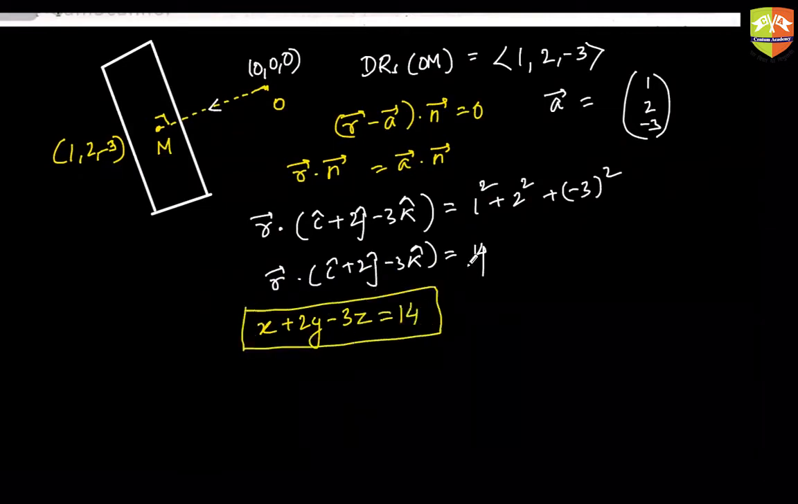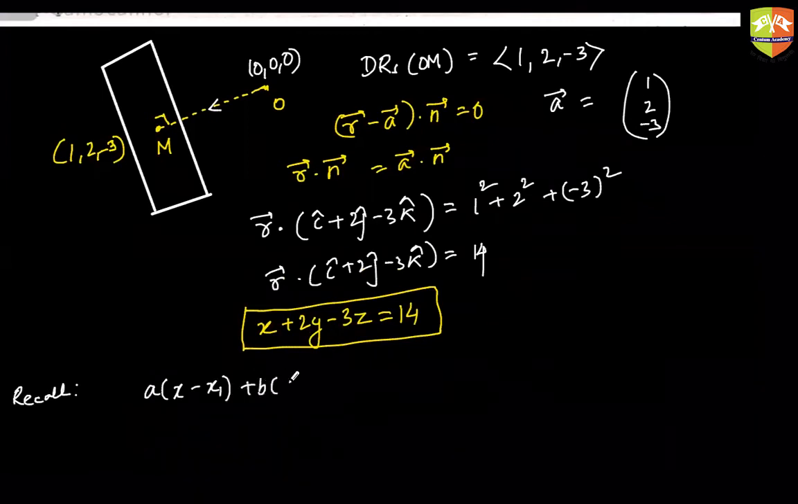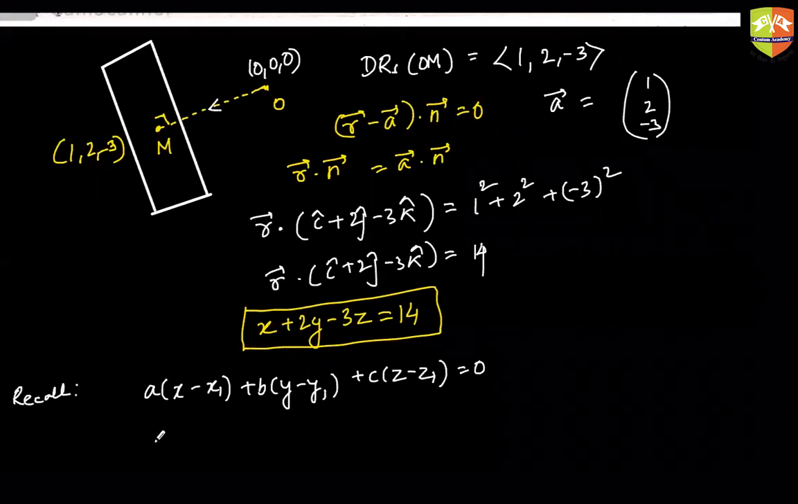Now, if you directly want to write in Cartesian form, recall that you can use this formula: A(x minus x1) plus B(y minus y1) plus C(z minus z1) equal to 0. Okay, directly you can write in Cartesian form, where A, B, C are direction ratios of the normal, and x1, y1, z1 is a given point on the plane. So I can write it as 1(x minus 1) plus 2(y minus 2).